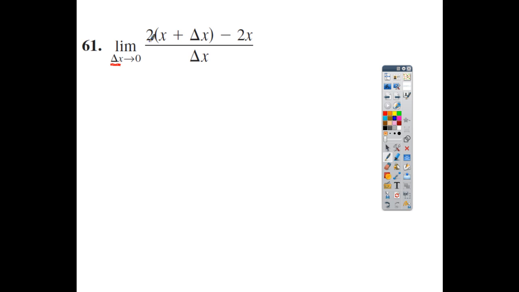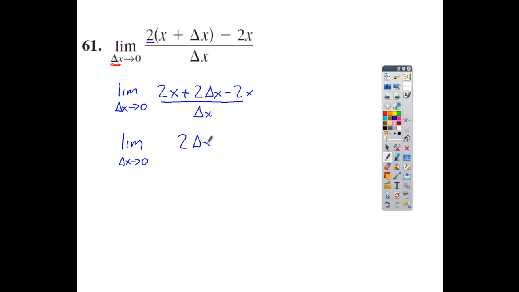So let's distribute this 2 into the parentheses, and we get 2x plus 2 delta x minus 2x, all divided by delta x. Now 2x minus 2x is 0, so my next line will be the limit as delta x approaches 0 of 2 delta x over delta x. We can now reduce the delta x. That goes away. And we have the limit as delta x approaches 0 of 2.